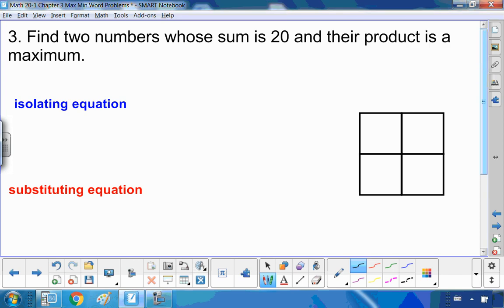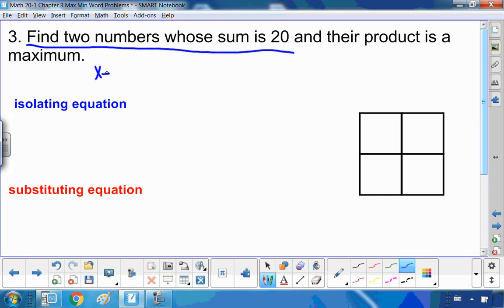In this question here, we want to find two numbers whose sum is 20 and whose product is a maximum. So in these questions where we have to make up our own equation, there's usually two types, an isolating and a substituting equation. So let's write it out. The isolating equation is the one that has an answer. So for example, find two numbers whose sum is 20. That would be my isolating equation.